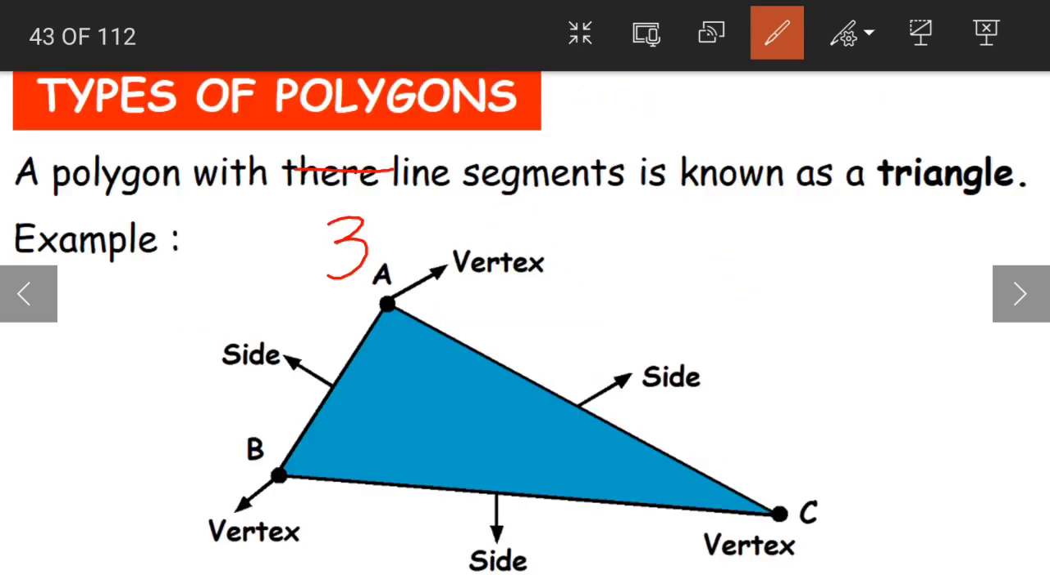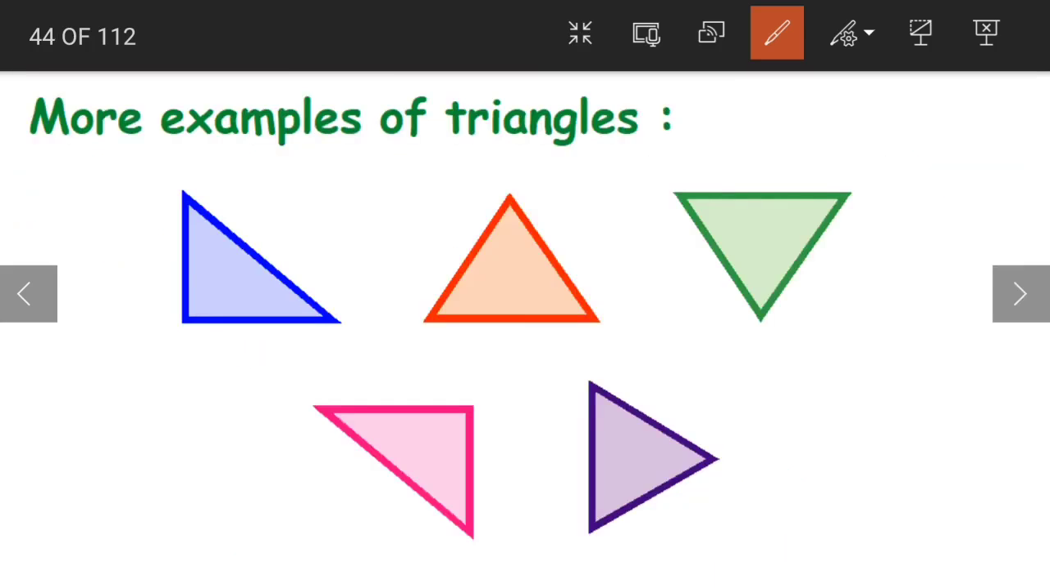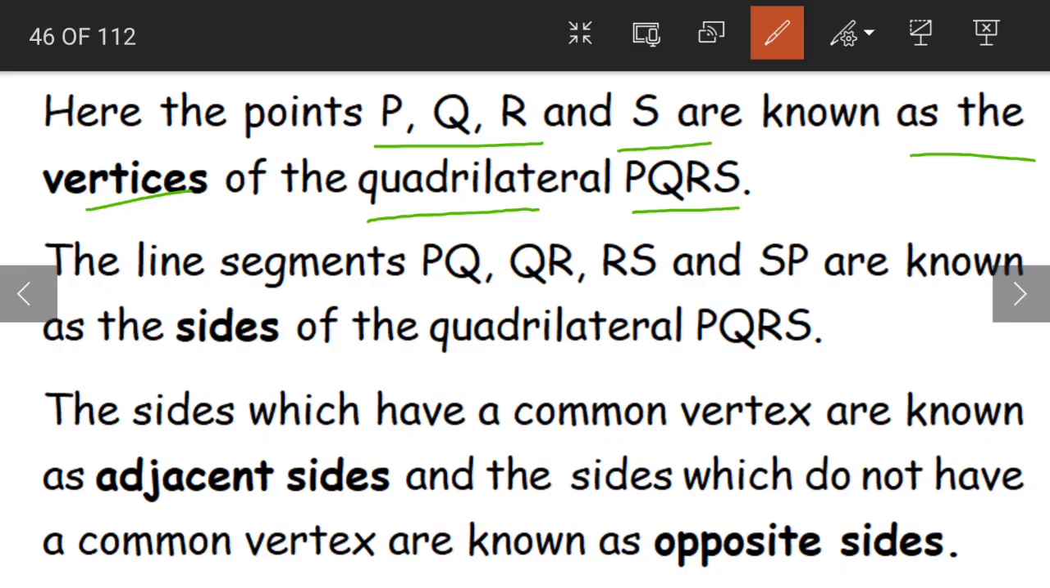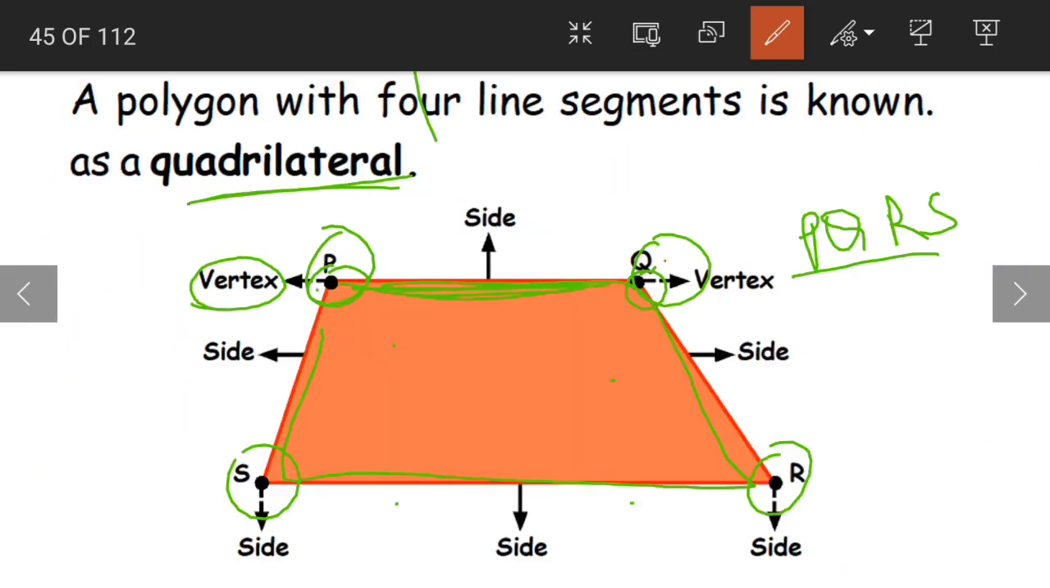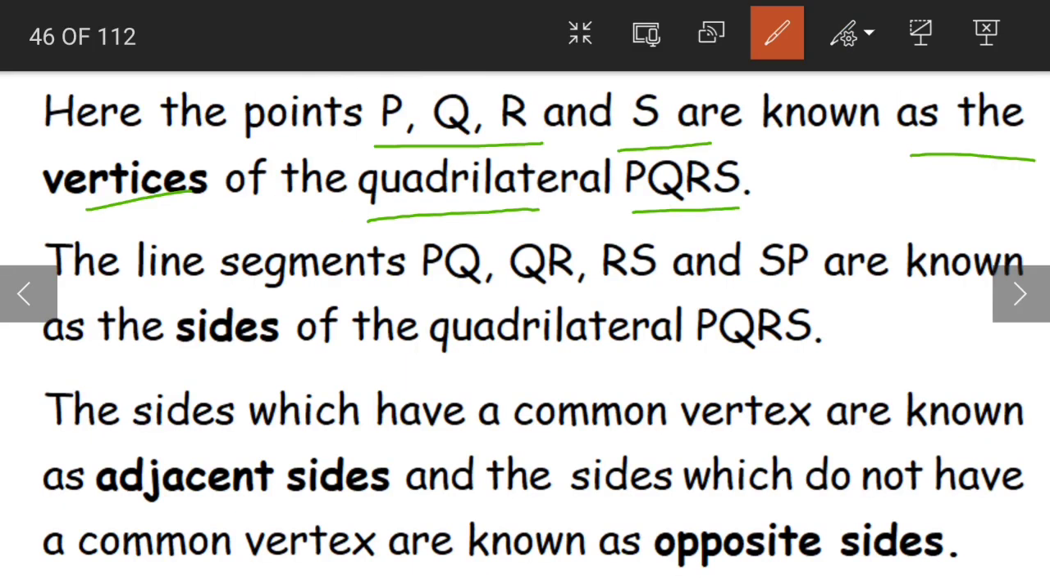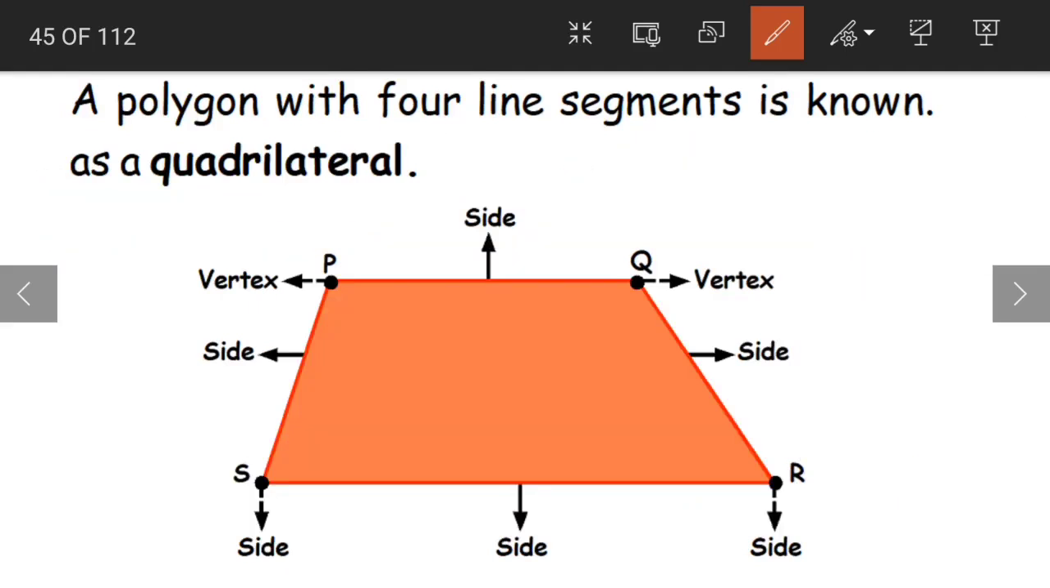Now this triangle will be named as triangle ABC. It is named on the vertices. Yes. What did we learn now? PQRS are the vertices, and the line segments PQ, QR, RS and SP are known as the sides of the quadrilateral. What are the sides here?